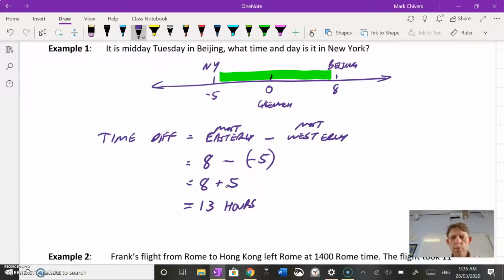Now, if you just feel more comfortable with using the number line and seeing that the gap there is obviously 13 wide, that's great, use that method. But obviously, I just wanted to show that if we use some maths with it, it works just as well.